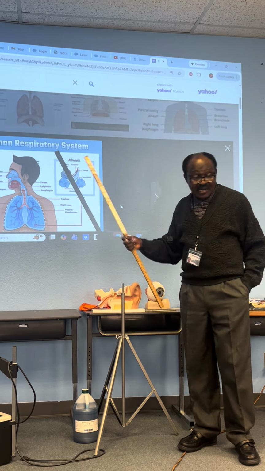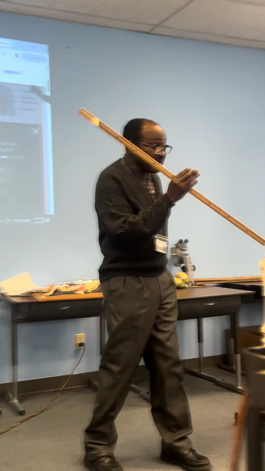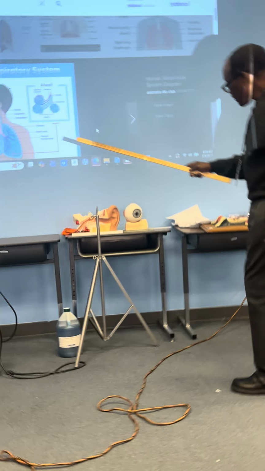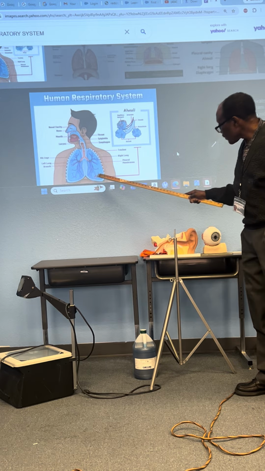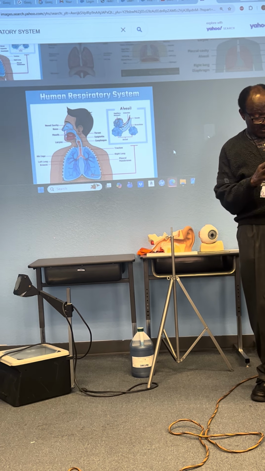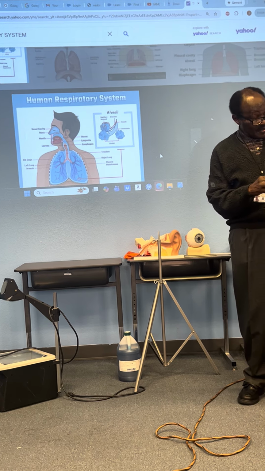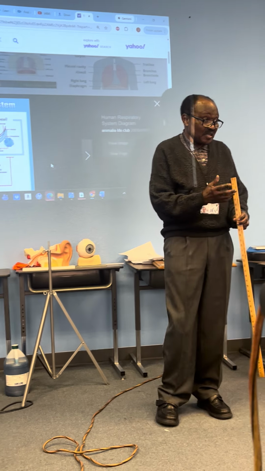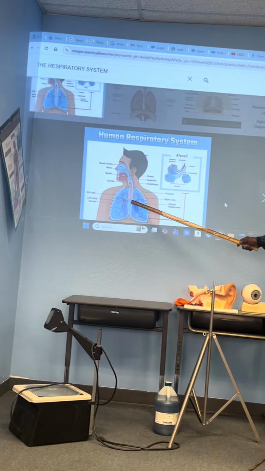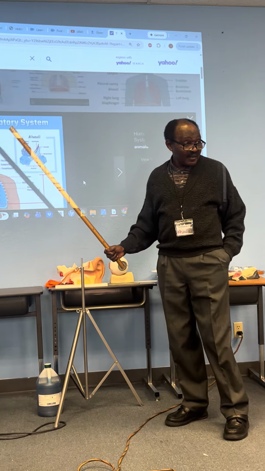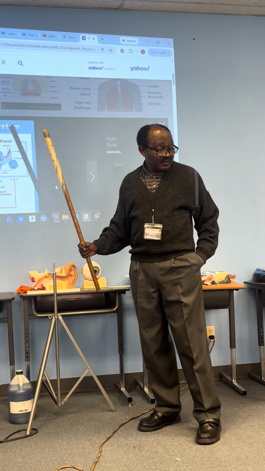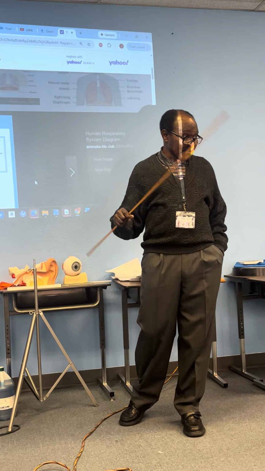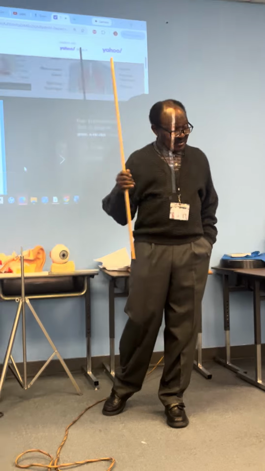The left lung has 2 lobes because the heart is between the lungs. So the heart is found somewhere here. The heart also is not a very big organ, but it needs a space. That space is created by the lung sacrificing one lobe. So instead of having 3, it just has 2 to give space for the heart.